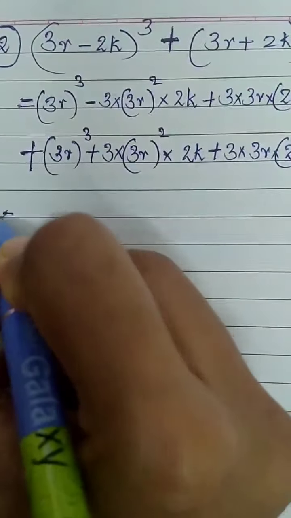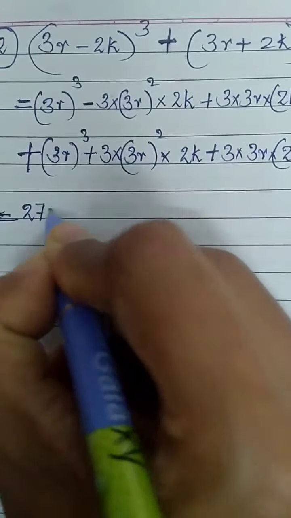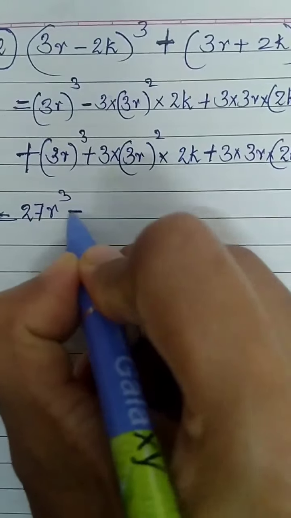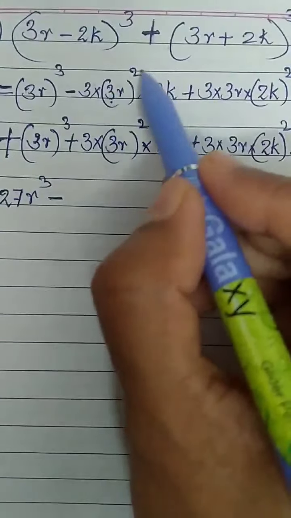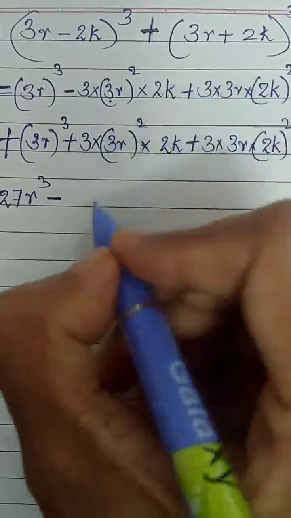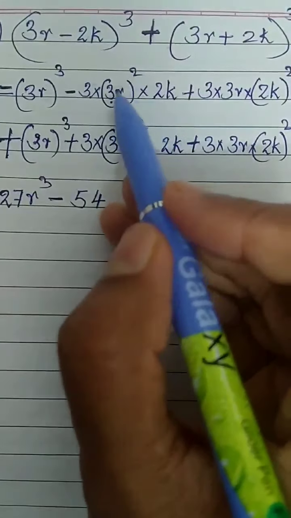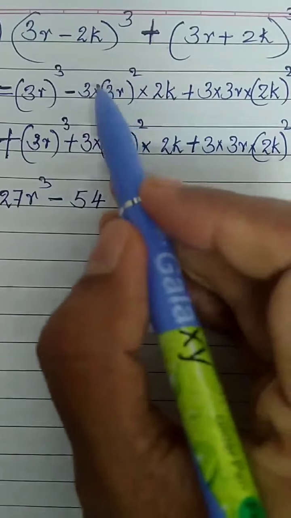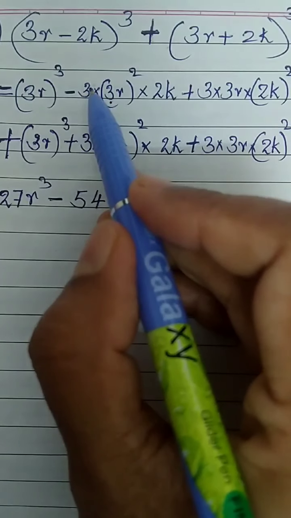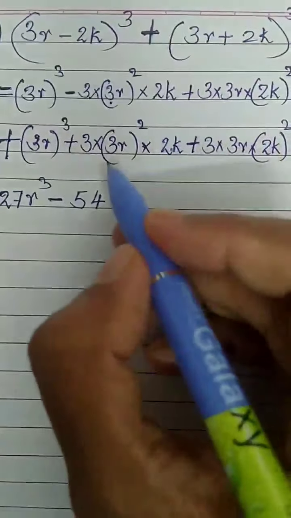Now from equal to you will start. We'll open the bracket. 3 into 3 into 3 is 27 r cube minus 3 into 3 9. 9 into 6. 9 6 are 54. Correct, no? 3 3 are 9. 9 2 are 18. 18 3 are 54. And here we have r square and then we have k. Okay?